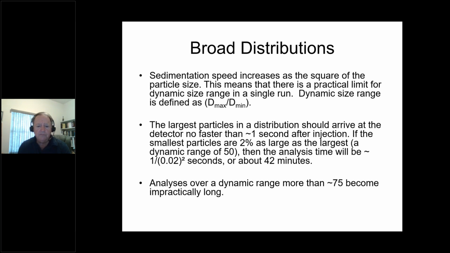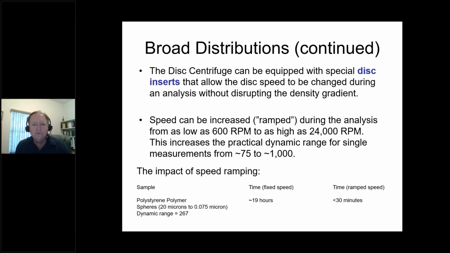If you try to do a measurement at fixed speed over a very wide dynamic range, say 75 or more, the analysis time becomes impractically long. So how do we solve the problem of very broad distributions? We use a special insert that separates the disc into two chambers so that the speed can be changed during the measurement without disrupting the gradient. And when we do that, we can expand the dynamic range because we start the disc at a slow speed, measure the large particles, and then slowly increase the speed to measure the smallest particles.